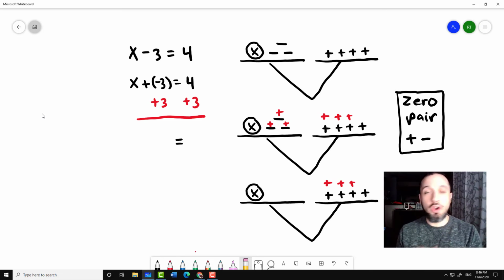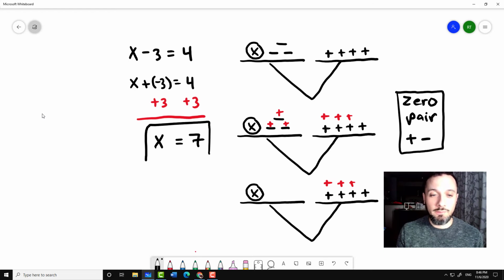And on the right side, there are no zero pairs. There's all positives. And you can see we ended up with 7 positives on the right side. So when I simplified both sides, we were left with x on one side and 7 positives on the right side. And now we know the value of x.